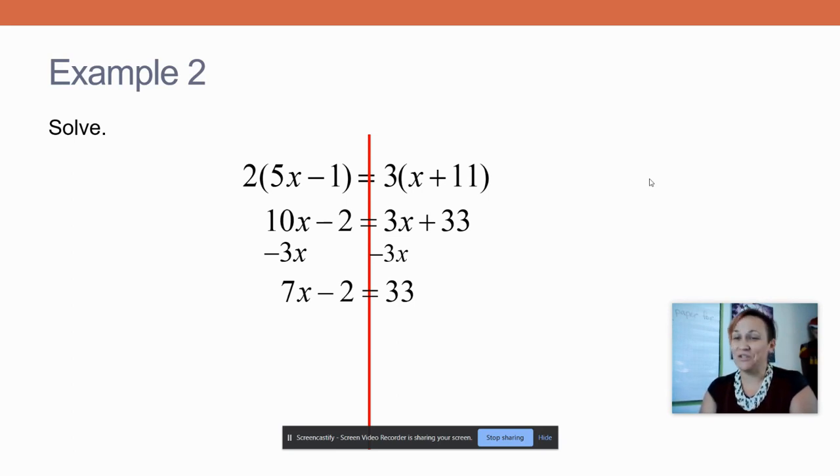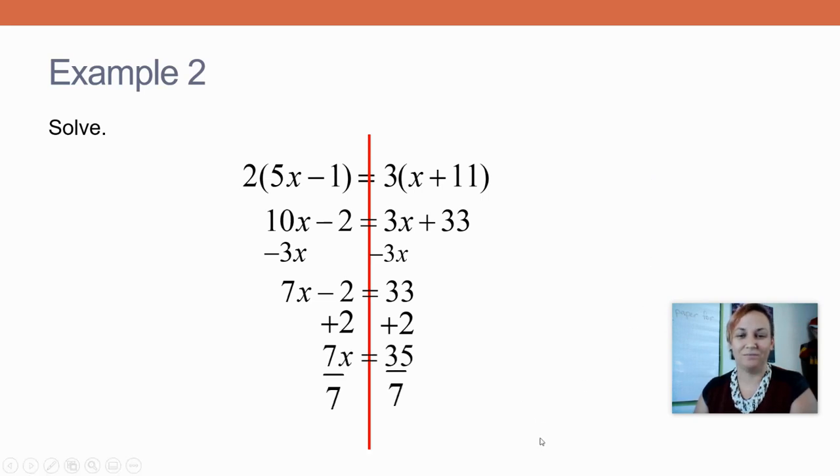From here, we have a two-step equation where we start by moving our adding and subtracting, and we finish up by moving our multiplying and dividing. The final answer to this question, I think, is x equals 5.